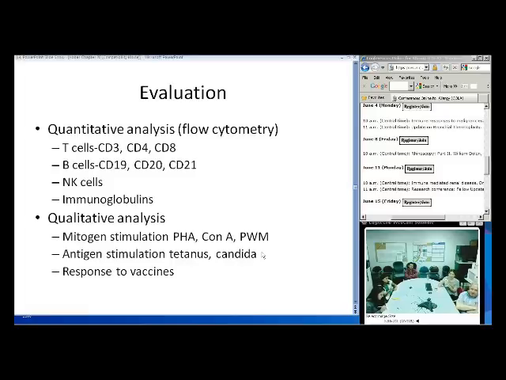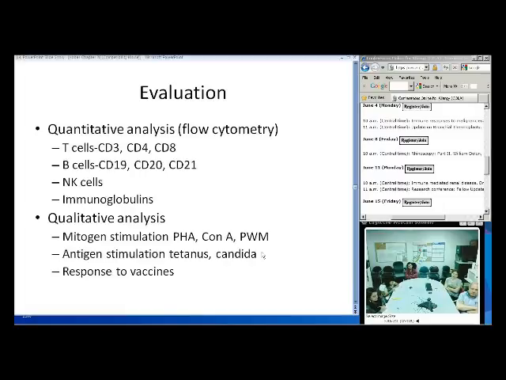So let's move on to the cellular stuff. Whenever you're thinking of a cellular defect, and this is certainly what we work up the most, you always want to both quantitate and qualitate the cells. Quantitative analysis can be done by flow cytometry. T cells can be identified by the T cell receptor, or part of it, which is CD3. And for T cells, we can look at subtypes, CD4 and CD8.